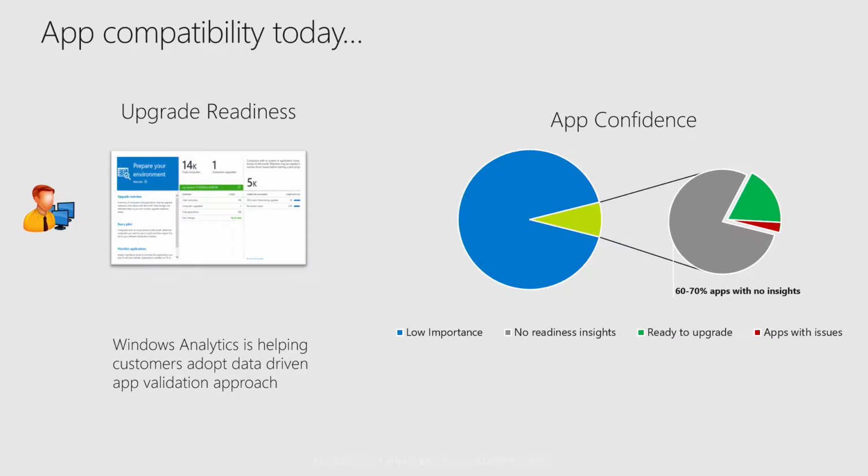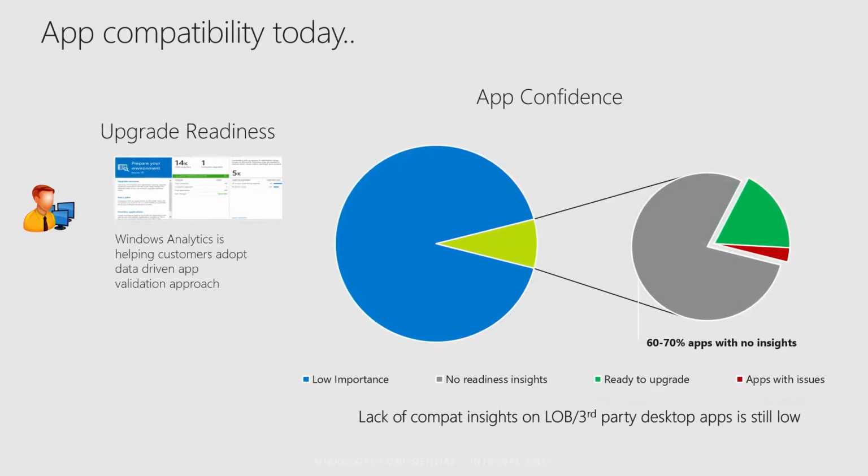Let's talk about how that approach works today. If you look at this pie chart, the bigger blue one represents all the applications you have in your enterprise or ecosystem. With Windows Analytics, we're telling you that you don't have to test or validate every single application. You need to focus on applications which have a significant install base or are mission or business critical for your organization. So the smaller sector here represents the important applications you would want to validate using Windows Analytics.